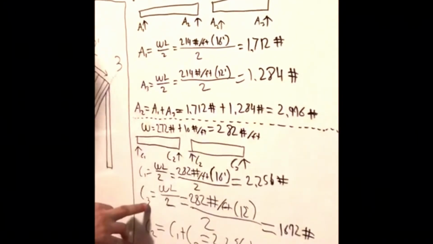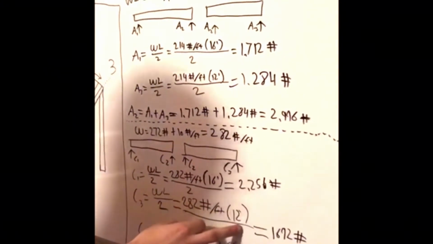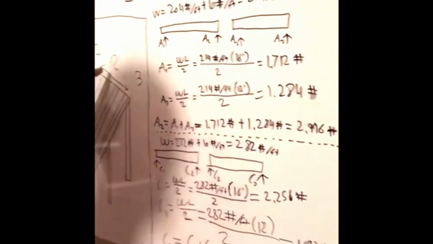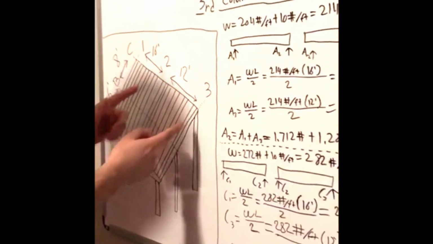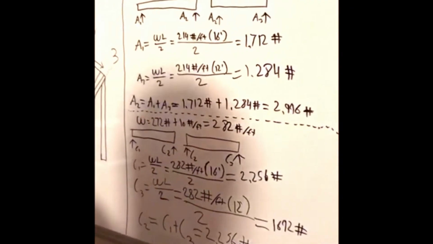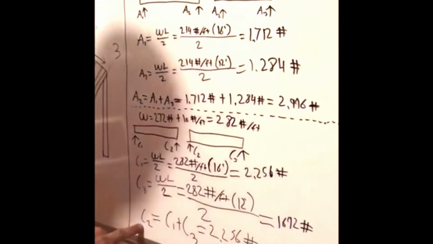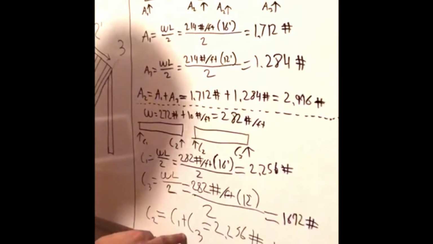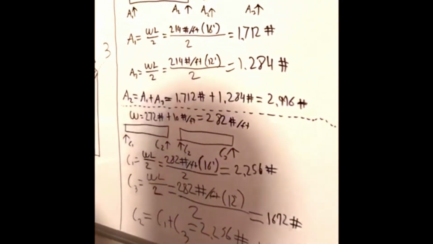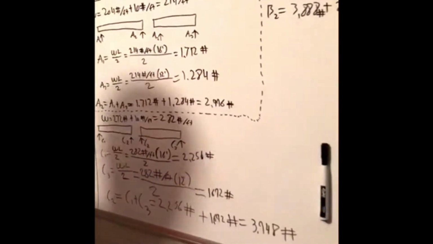And jump down to C3, same thing, plug the same thing in again, except for the length, remember, it's going to be 12 feet this time instead of 16, because we're looking from 2 to 3. And once you equate that, that's going to be 1,692 pounds. And it's the same scenario as the A's. C2 equals C1 plus C3. So 2,256 pounds plus 1,692 pounds is going to give us our C2 value, which is 3,948 pounds.